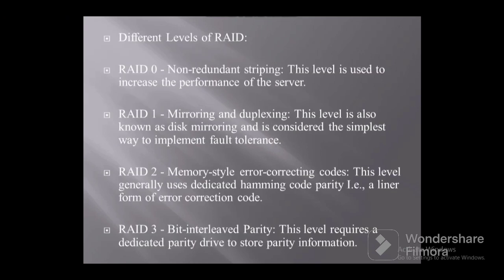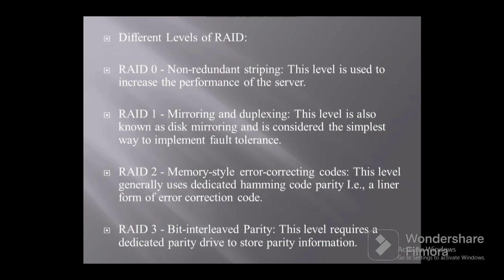So these are the different levels of RAID. Basically there are 7 levels of RAID. First is RAID 0, where there is no redundant striping, meaning it is a simple RAID level. RAID 1 follows the mirroring technique. Suppose there are two disks named A and B, then the same A and B disks will be mirrored. So it follows the redundancy technique.